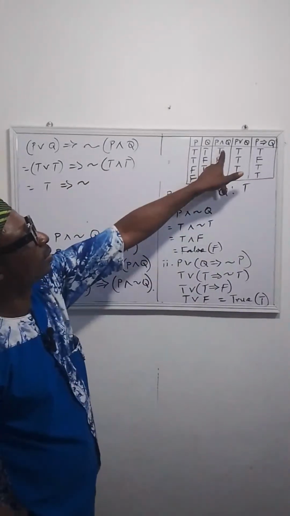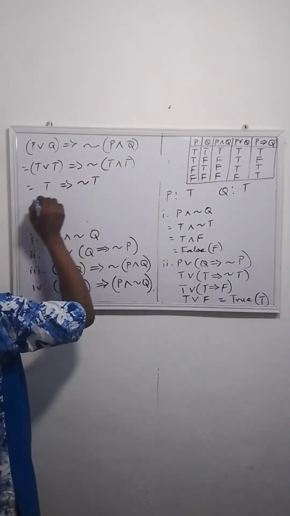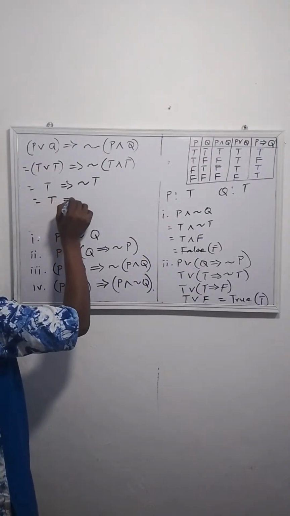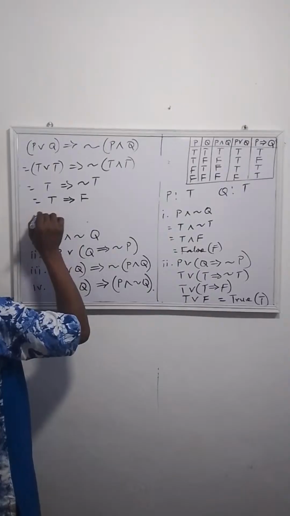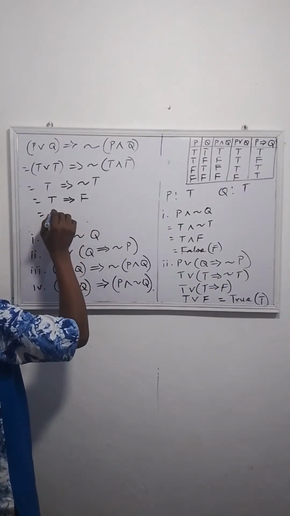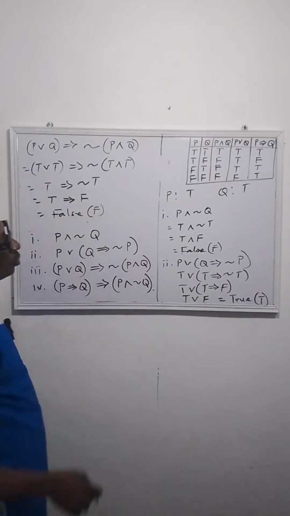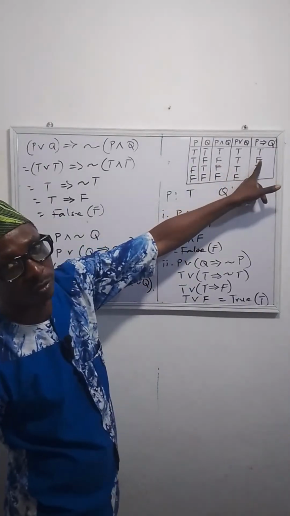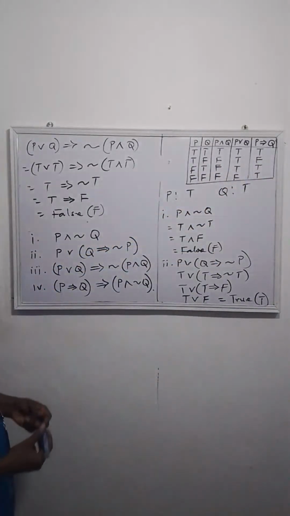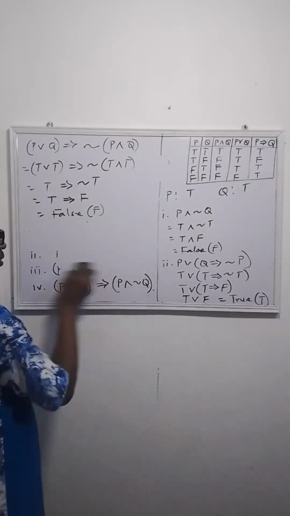Look at the AND table. True and true is true. So we have true here. So then we have true implies, negation of true is what? False. And true implied false is false. You can check that there. True implied false is false. So that is that. And let's look at the last one.